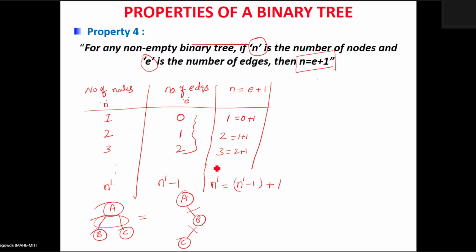Okay, now continuing with this, let the above be true for any number of nodes, say n'. It's true for any number of nodes n', so you can say that n' is equal to E' plus 1. This is true for any number of nodes. N is equal to E plus 1 is true for any number of nodes. Suppose a particular tree has n' number of nodes, then I can write n' is equal to E' plus 1.